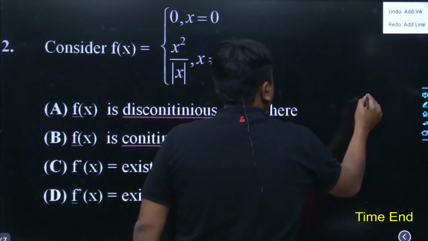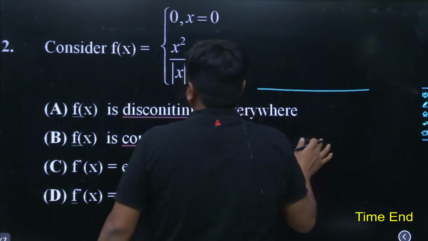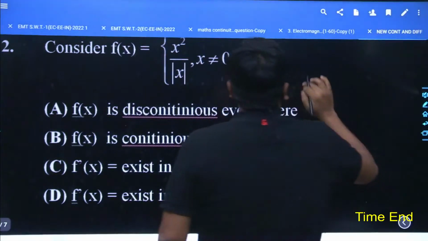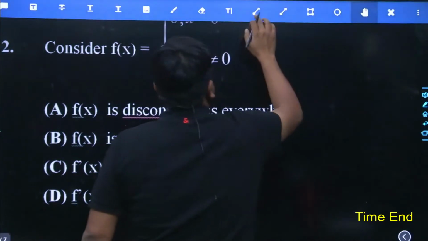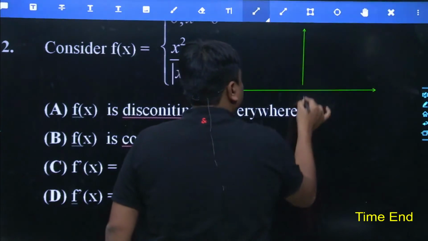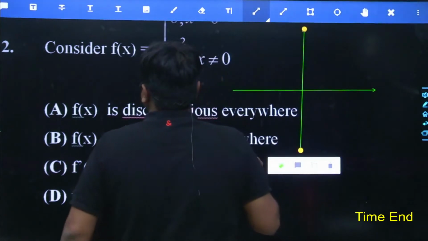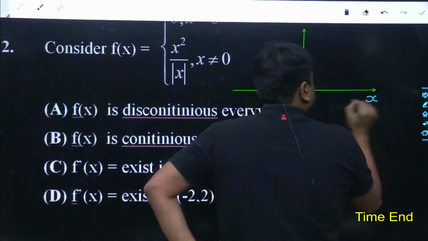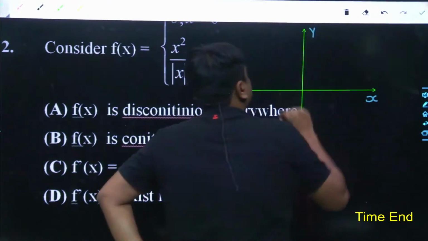Here I had taken the x-axis. What had happened? Just a minute. Here I had taken the x-axis. So here it has been the x-axis, and here comes the y-axis, or I should say this plane has been an xy plane. This has been the x-axis and this has been the y-axis.